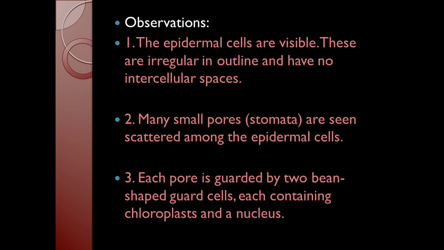You will see that the epidermal cells are visible. These are irregular in outline and they have no intercellular spaces. And many small pores or stomata are seen scattered among the epidermal cells. Each pore is guarded by two bean-shaped guard cells, each containing chloroplasts as well as a nucleus.